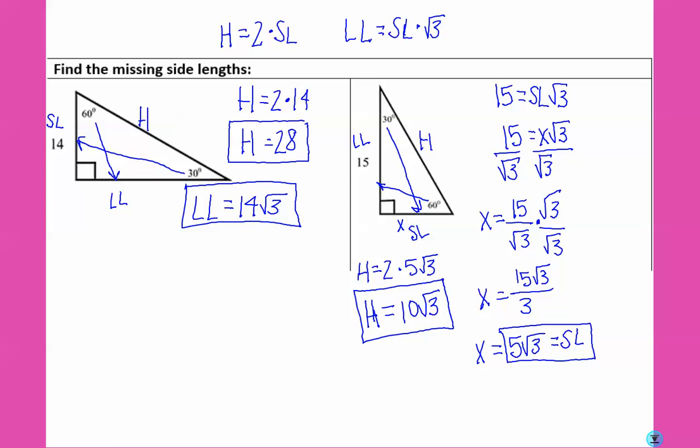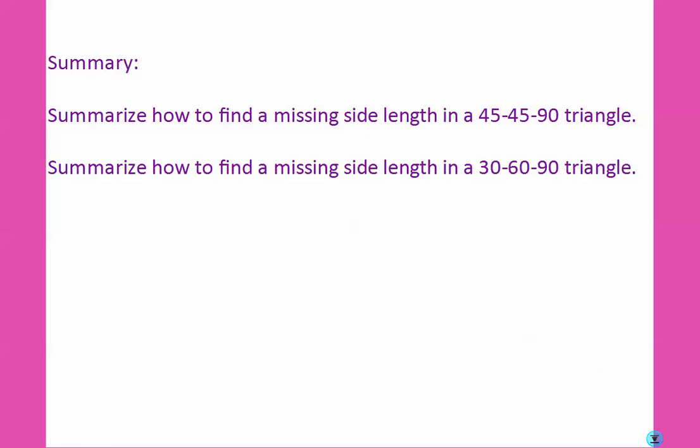For your summary, summarize how to find a missing side length in a 45, 45, 90 triangle, and summarize how to find a missing side length in a 30, 60, 90 triangle.